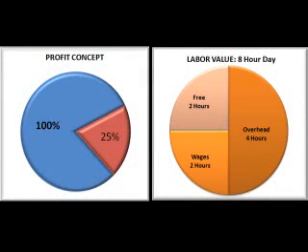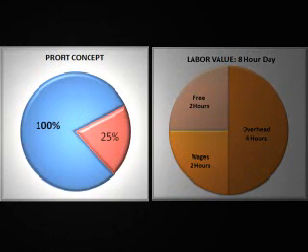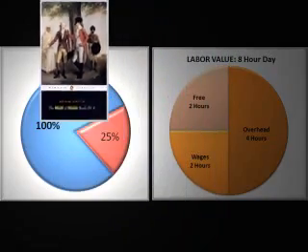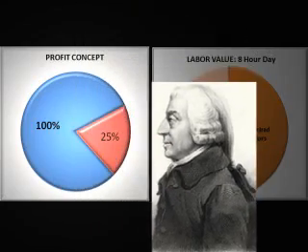As we look at John Kane's concepts of profit, let's first discuss the profit concept and labor value concept. The profit concept graph illustrates the capitalist system of investment as it pertains to society. This concept was arrived at by John Kane as a result and conclusion of the book The Wealth of Nations by Adam Smith, who was an 18th century writer.